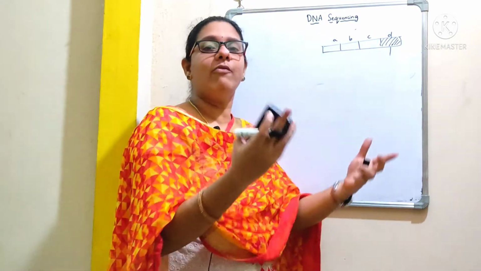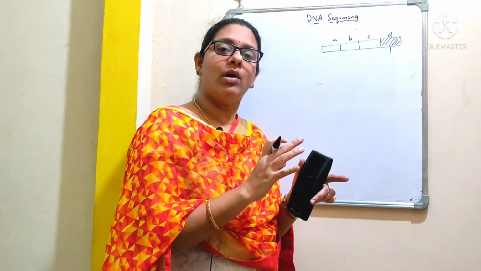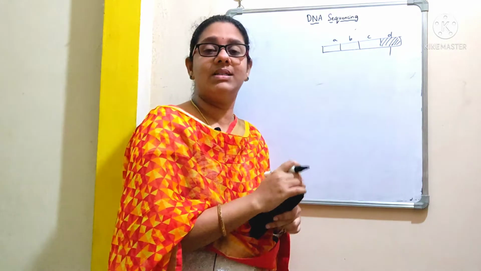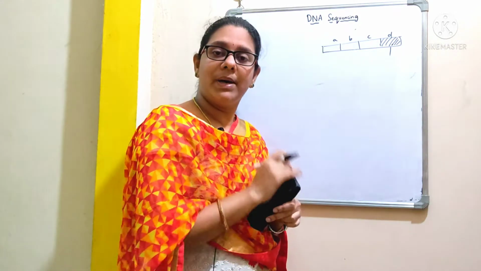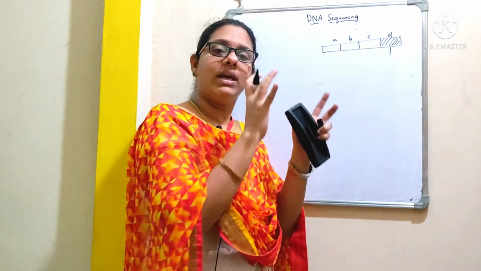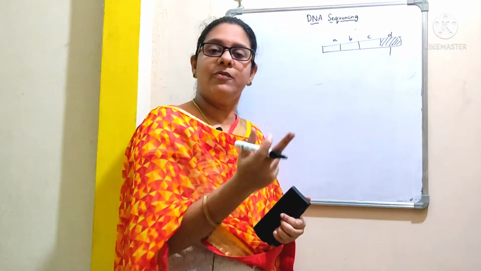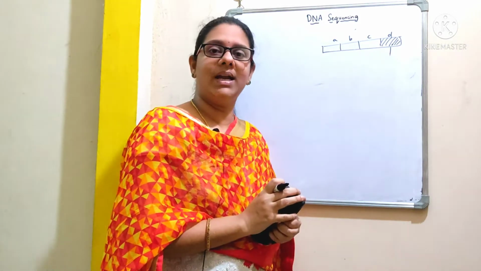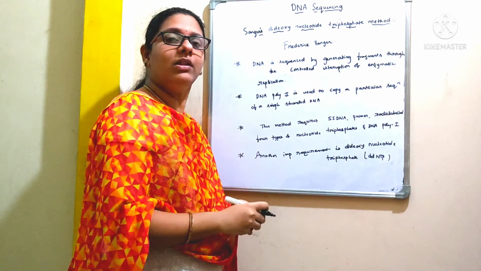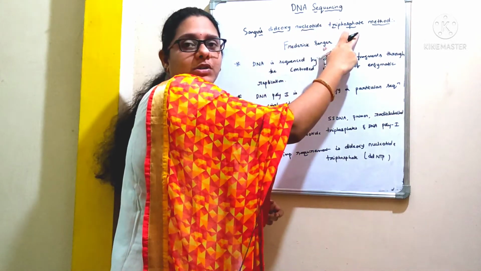We have many different advanced DNA sequencing methods, but I am going to talk about 2 important methods, and they are the Maxam-Gilbert method and Sanger's dideoxy method. I am going to talk in detail about Sanger's dideoxy method in this video. You can find my other video on the Maxam and Gilbert method. Coming to the first method, that is Sanger's dideoxynucleotide triphosphate method.